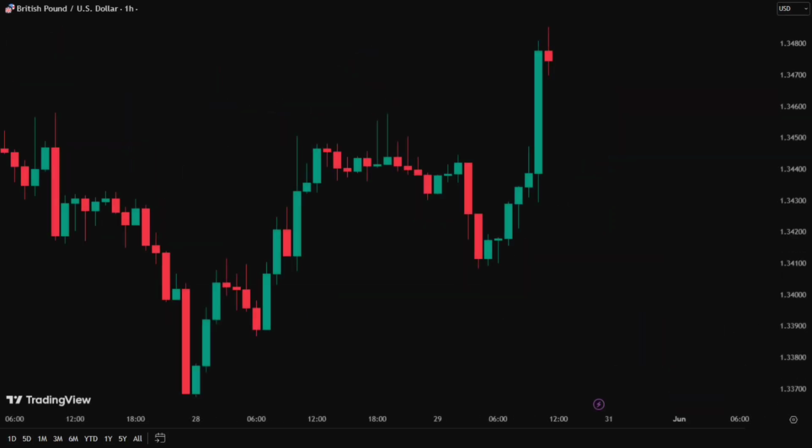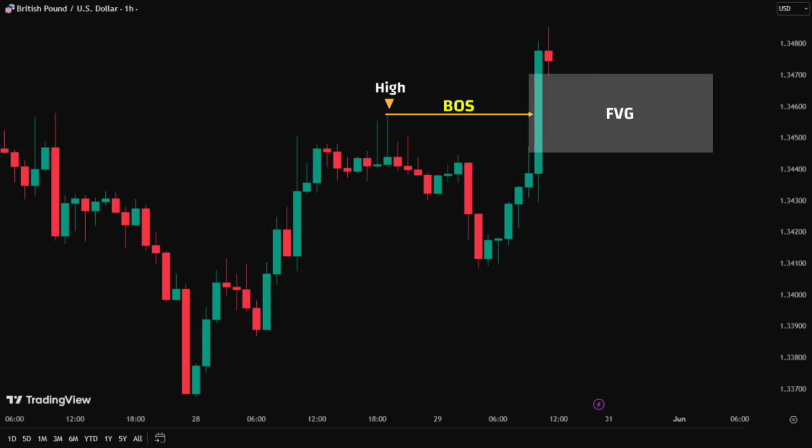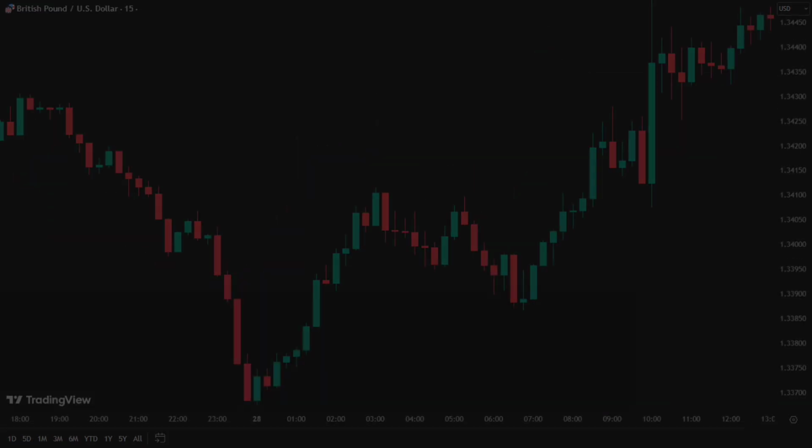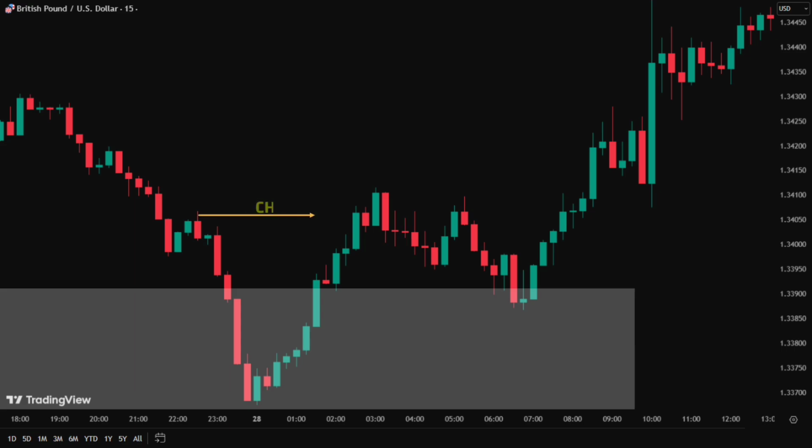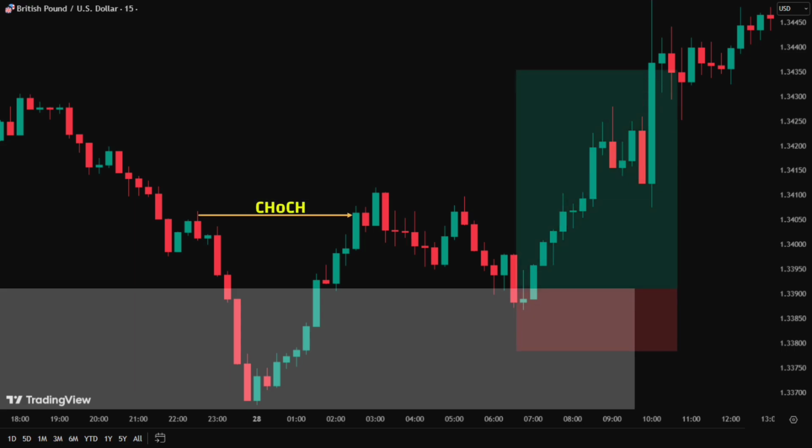On the pound-dollar 1-hour chart, price breaks above a significant swing high with a strong bullish candle. That candle creates a fair value gap just below the broken level. Price pulls back into that gap over the next few candles. On the 15-minute chart, a change of character to the upside forms inside the gap. We enter long, place the stop below the gap, and target the next swing high above. Price pushes higher and hits the target cleanly.